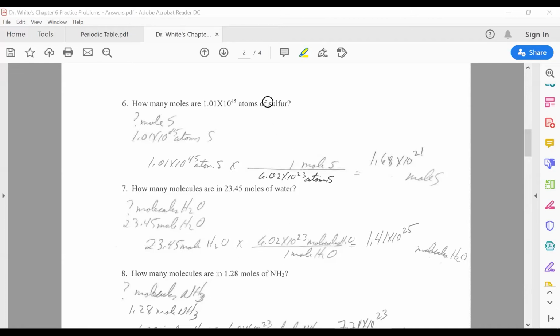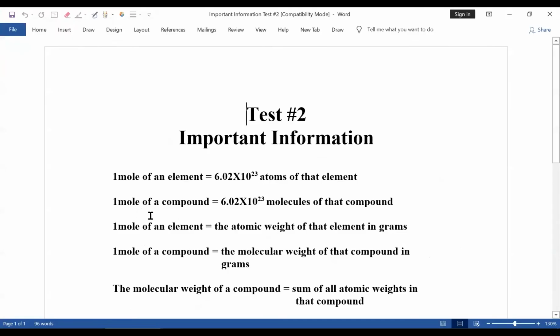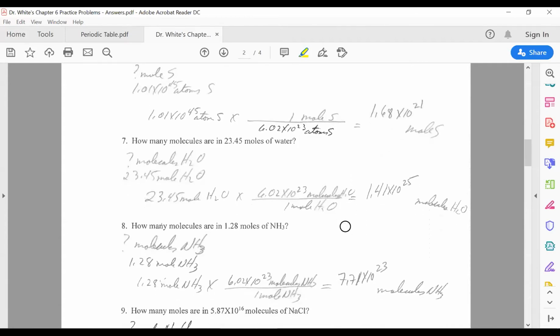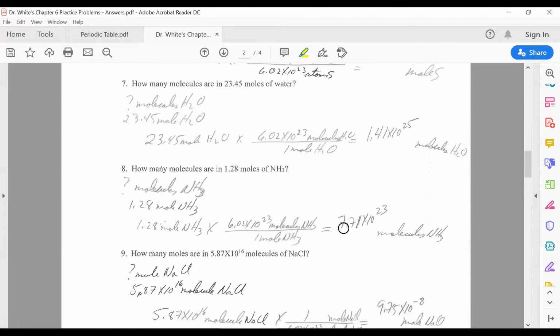Where do you get this? 1 mole of a compound equals Avogadro's number of molecules of that compound. And therefore, 1 mole of water equals Avogadro's number, 6.02 times 10 to the 23rd molecules of water. With 4 significant figures, the answer is 3. And if we look at number 8, that's the same one.